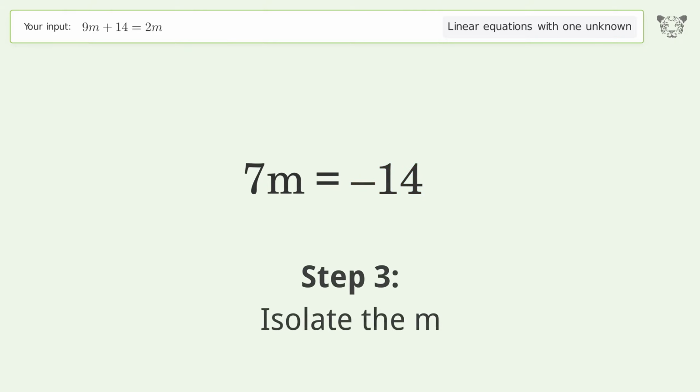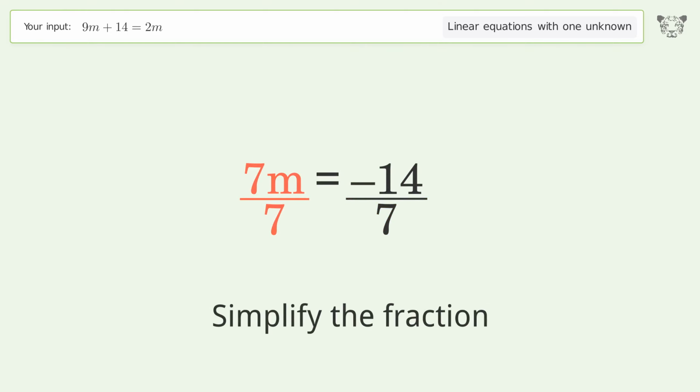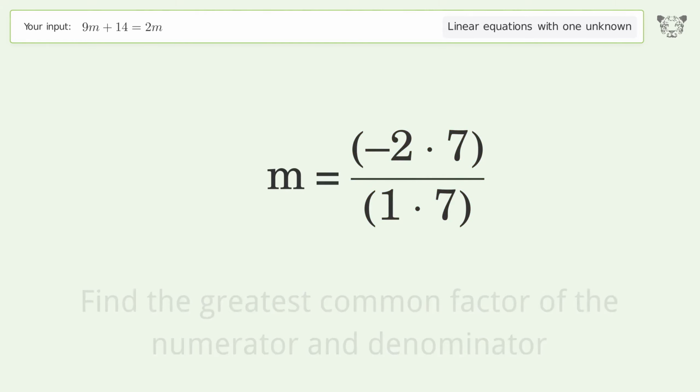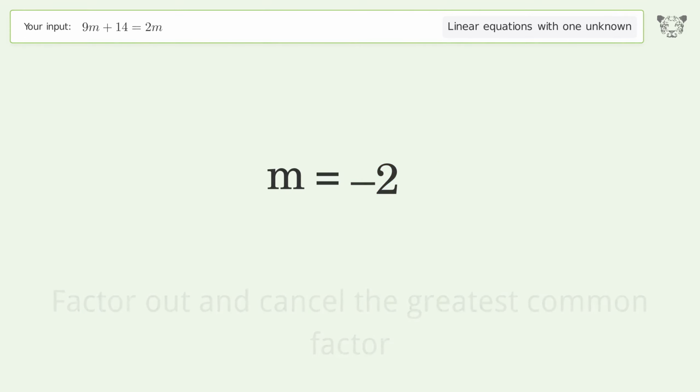Isolate the m. Divide both sides by 7. Simplify the fraction. Find the greatest common factor of the numerator and denominator. Factor out and cancel the greatest common factor. And so the final result is m equals -2.